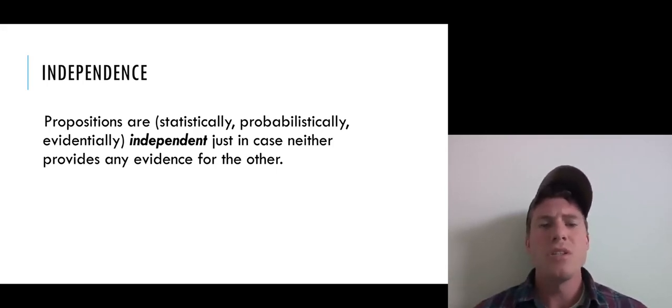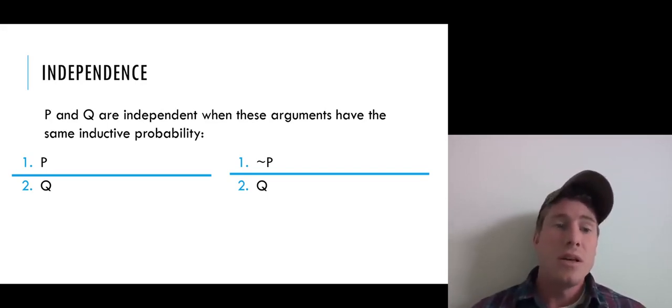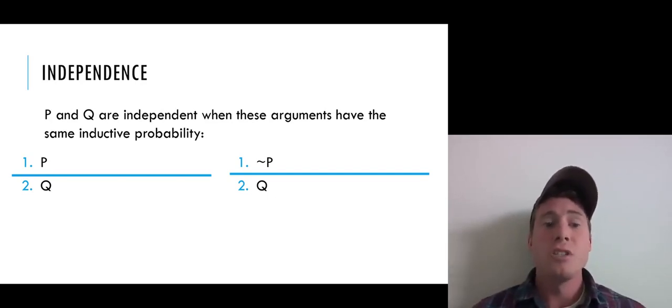We'll say propositions are independent just in case neither provides any evidence for the other. So independence is a relation that holds between different propositions or different statements, right? So we can think of this in terms of the notion of inductive probability that we've already introduced in this course. We'll say that statements or propositions P and Q are independent when the following arguments have the same inductive probability assigned to them, right?